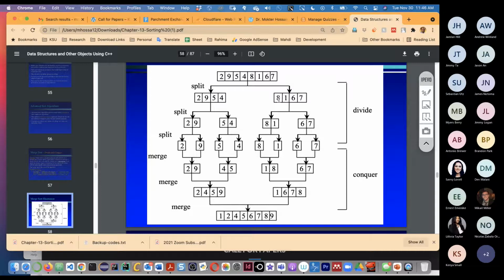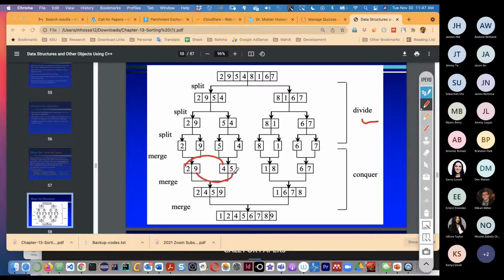Similarly on the right side, 8 1 6 7 is split into 8 1 and 6 7. So 8 and 1 are compared, giving 1 8, and then 6 7. Now 1 is compared with 6. Here 2 is being compared with 4 and 9 is being compared with 5, and 1 is being compared with 6, 8 is being compared with 7. So then 1 6 7 8.